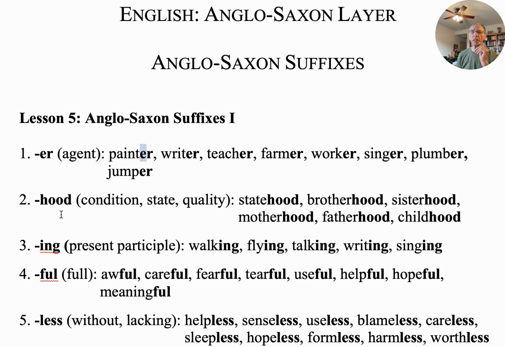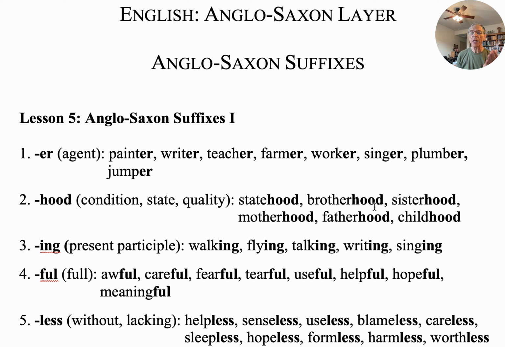All right, number 2, we have hood. That's a little tricky here. It's more abstract. Hood at the end of a word indicates a condition, a state, or a quality. So let's take a look at these. First of all, we have statehood. So that would be the condition of being a state or quality.